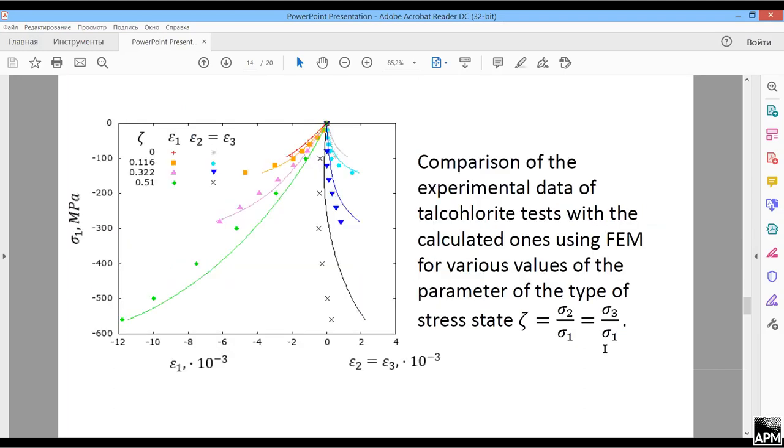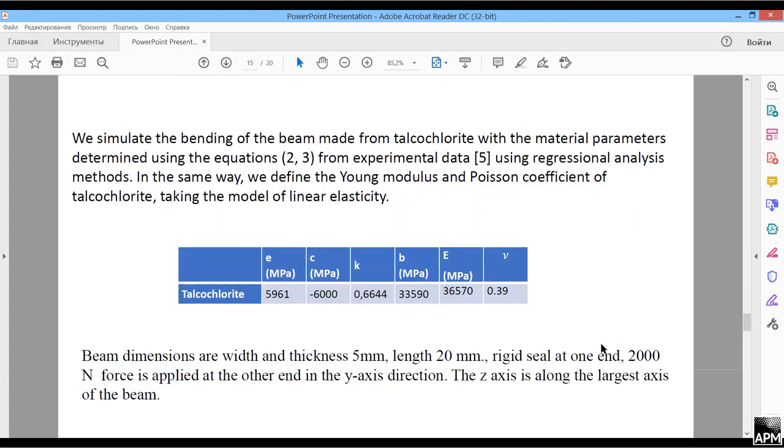And then we can compare the results of a calculational experiment made with ANSYS with the experimental data. Here we can see that the correspondence between them is appropriate for various types of stress state. And next, we can simulate the bending of a beam made from talcochlorite with the material parameters determined as spoken above.